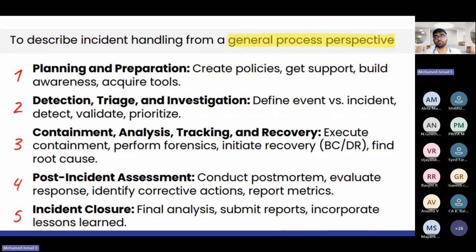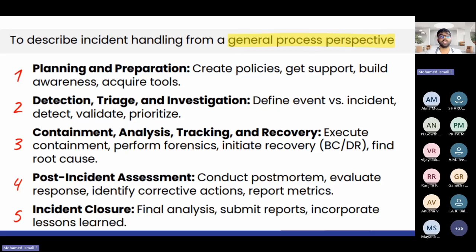Now containment. Now there is an incident detected. Let's say the SQL database for Mango Private Limited is hacked and encrypted. Now how could the security team respond, right? Containment, analysis, tracking and recovery. So execute the containment plan. Take that SQL server out of the network.